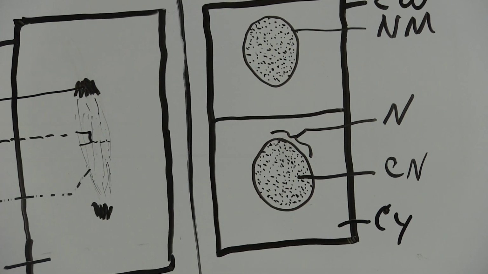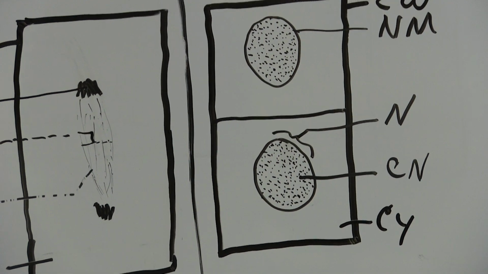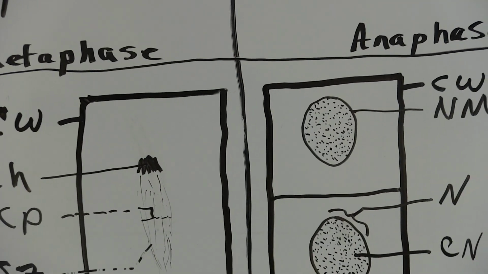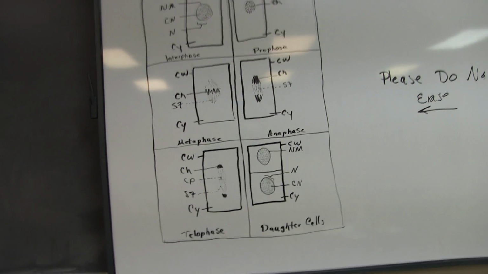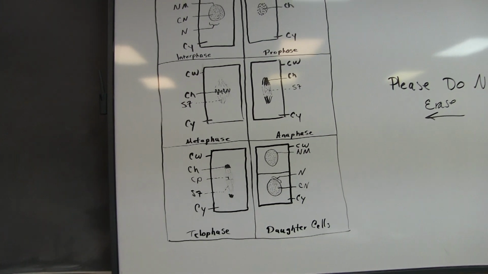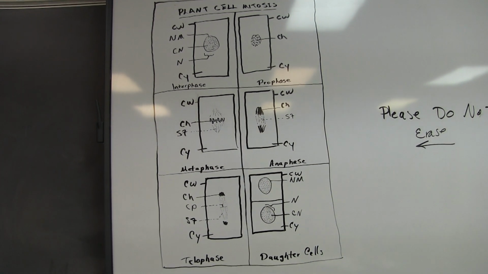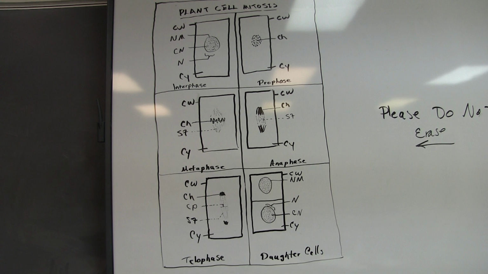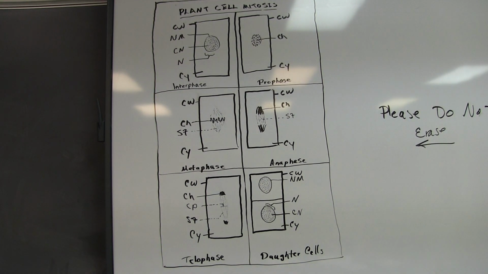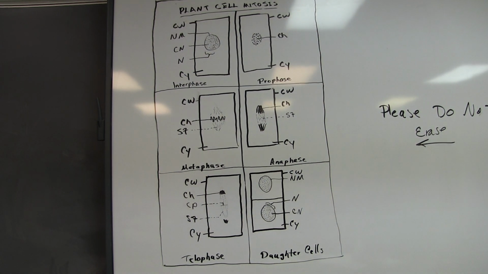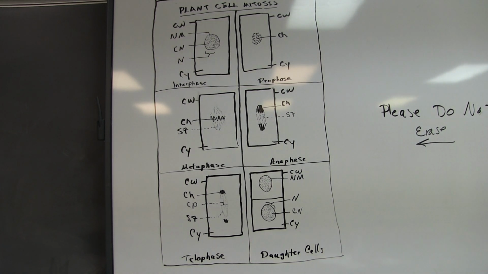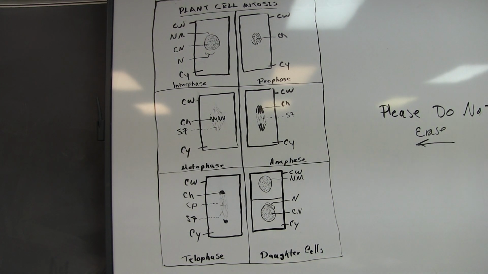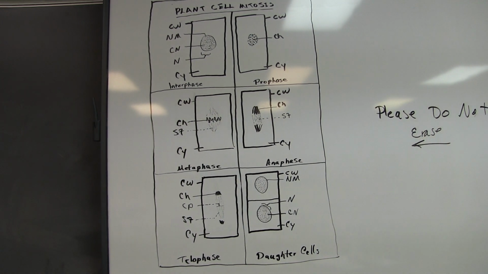You can pause this and go back, and this is the way you need to make your drawing for this exercise. When you finish, it's going to look something like this. I'll be closing this off now. That's the drawing you need to turn in, and you'll be looking at these actual slides. On the practical, you're not going to see my drawing. You're going to see the actual slides of the actual phases, like when you click on the plant cell mitosis. Okay, good luck.